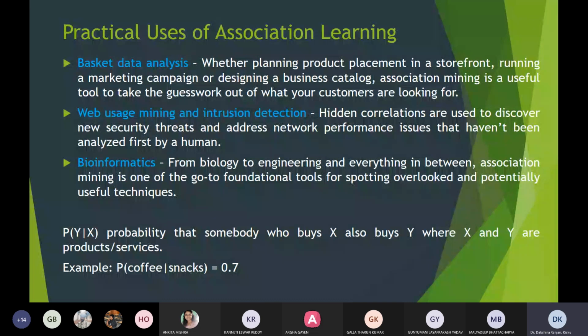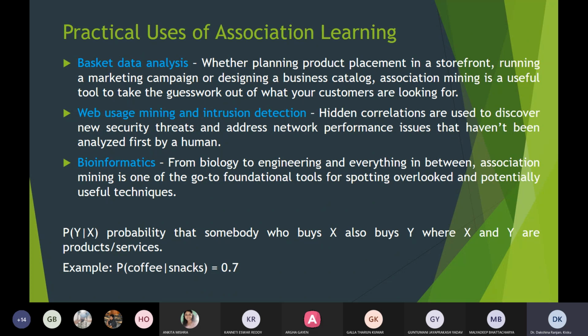In this type of problem, association mining can be useful to take the guesswork out of what your customers are looking for. We can use this association learning strategy to find the relations between the customers and the products, and make some guesswork out of what the customers are looking for. So we can use this strategy in basket data analysis.